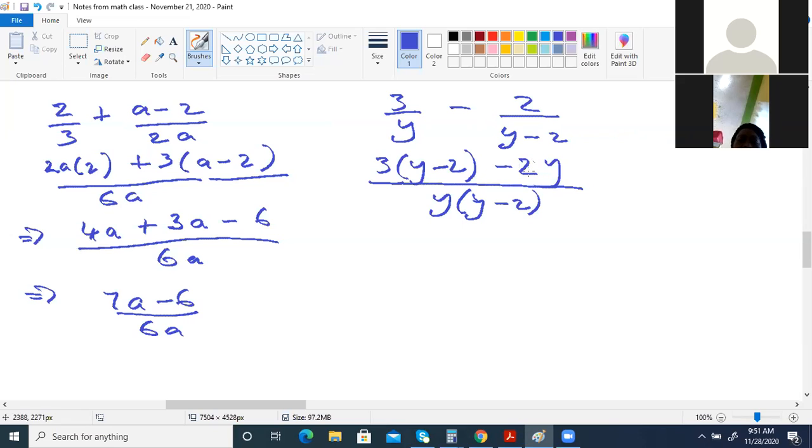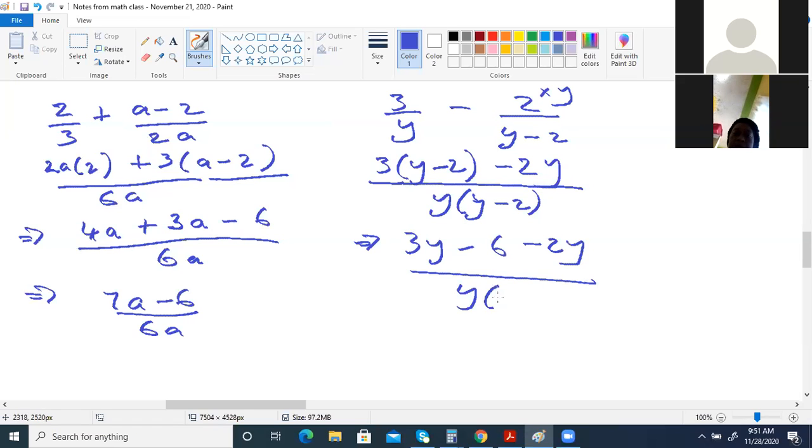Okay? You see that? Because y minus 2 into this gives you y, so you can just think of it as y here. So this is now 3y minus 6 minus 2y. And as I say, you can leave this like this. You simplify the numerator, you just get y minus 6 over y into y minus 2. Got that one.